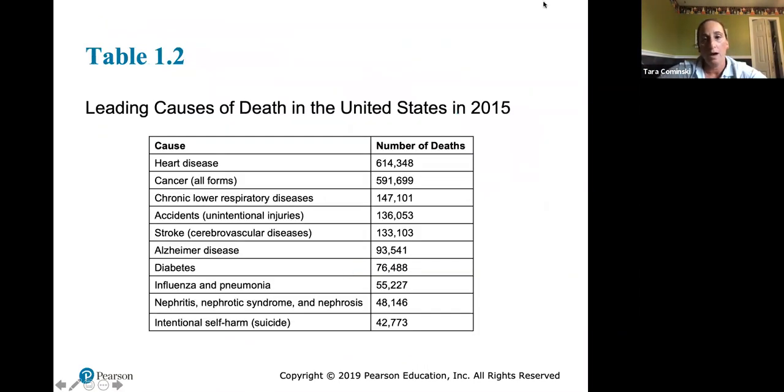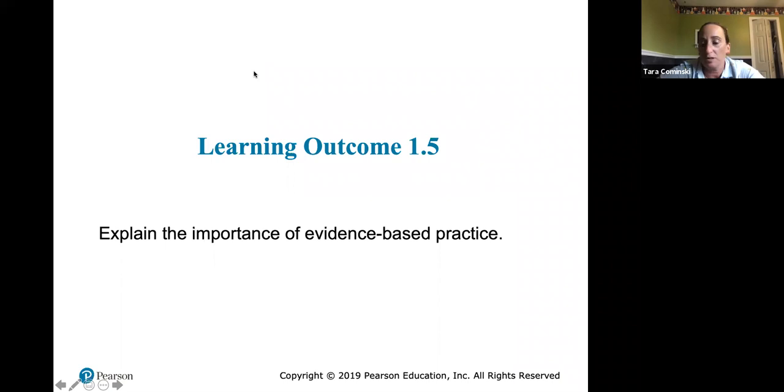All right. And then also mentioned morbidity versus mortality. Okay. And this is actually showing you mortality, right? This is from 2015, but leading causes of death in the United States: heart disease, number 1, cancer, number 2. I think that's pretty self-explanatory.